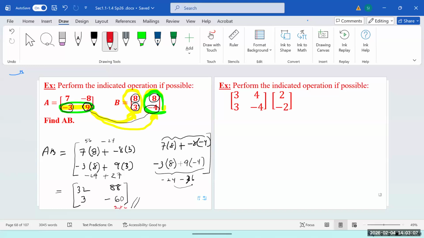Who would like to volunteer to do this with me? So remember, first step is always figuring out your size. You look at the size. If the condition is fulfilled, then you determine the size for the result. So multiply 3 4 row-wise, 3 -4 row-wise with column matrix 2 -2.